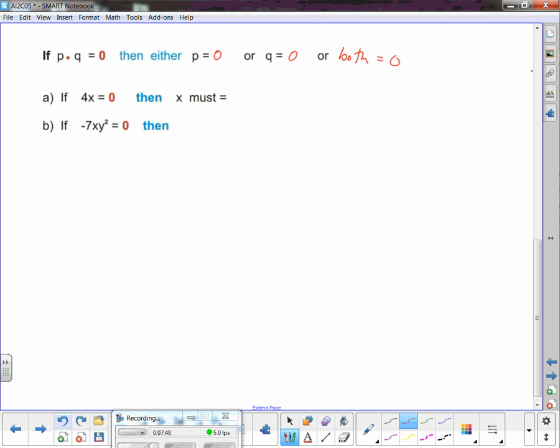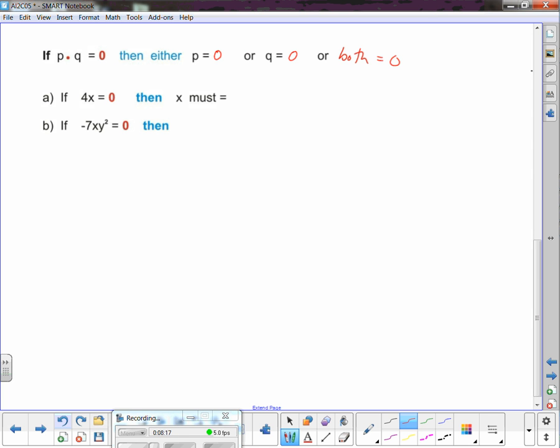There's no other way to get to 0 if two things are multiplied together. You cannot get to 0 with things multiplied unless at least one of them is 0. That's basically the zero product property. If you got a bunch of things multiplied together, at least one of them has to be 0. If the product is 0, then at least one of them has to be 0. You'll never get there any other way.